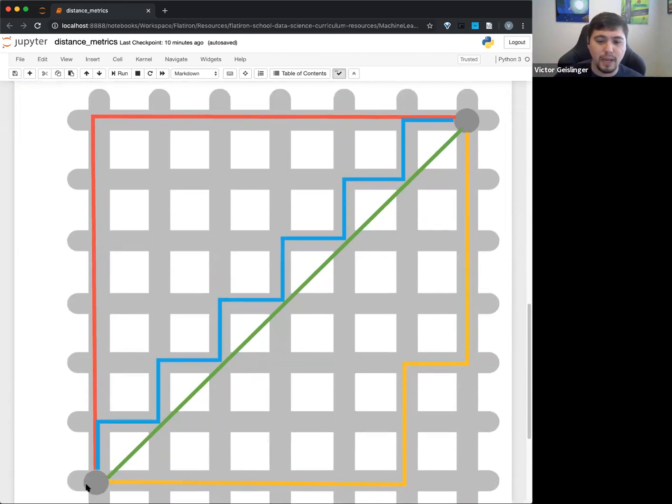If you imagine this as point A and point B, in a city like New York with nice grid patterns, essentially you say, okay, I can go up this many, so I go up 1, 2, 3, 4, 5.